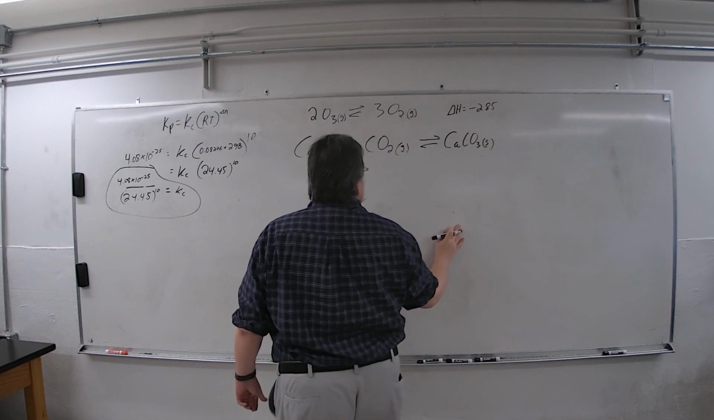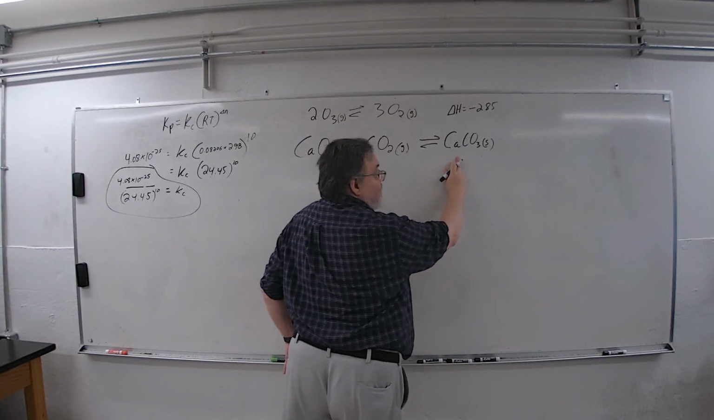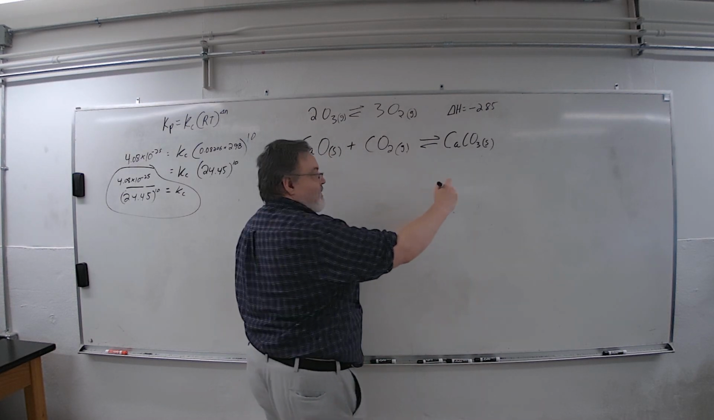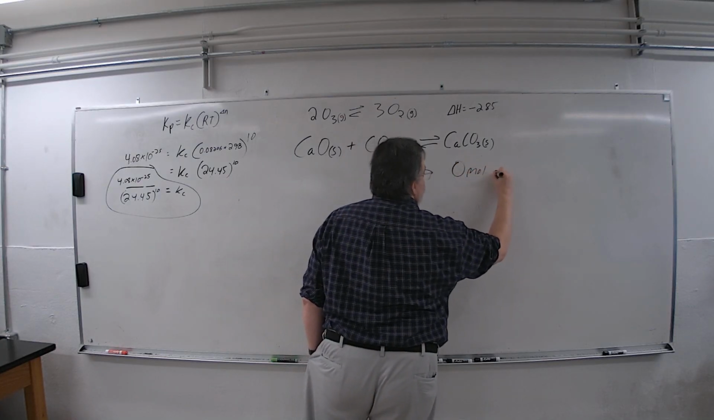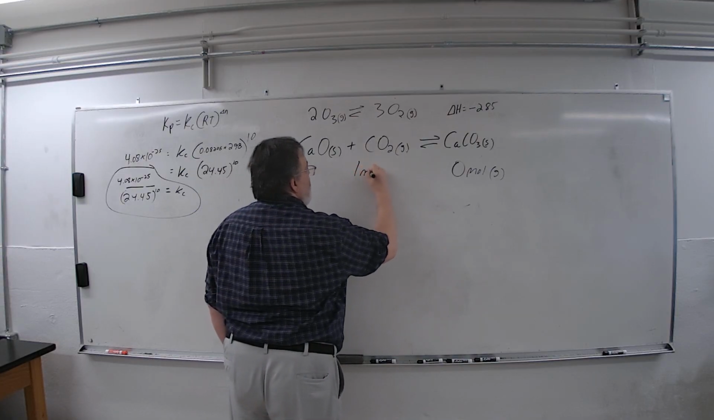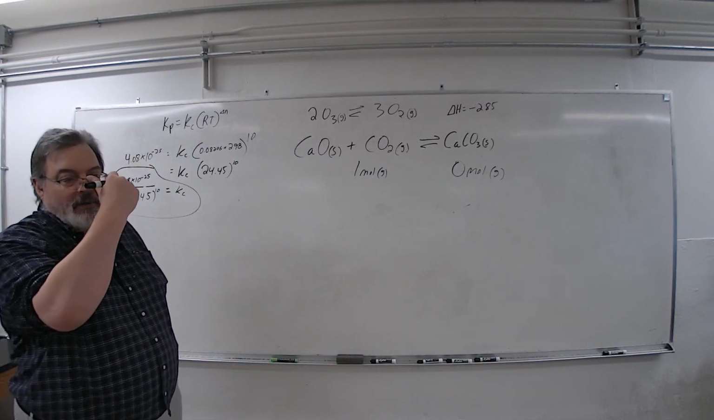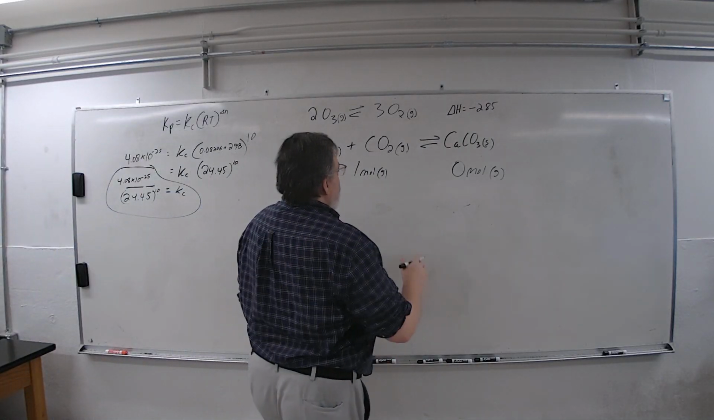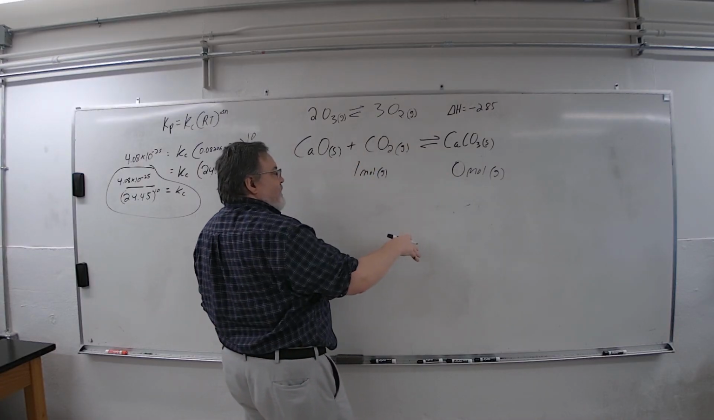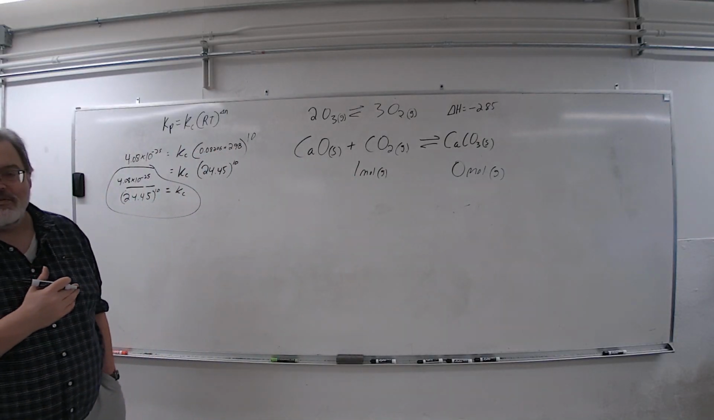Okay. How many moles of gas are on this side? Oh, what did I say? Did I say solid? How many moles of gas are on this side? Zero. 0 moles of gas. How many over here? 1 mole. So if I increase pressure, which way is it going? To the right, because it compresses into a smaller space. If I decrease pressure, it'll shift left because it's got more space to expand into.